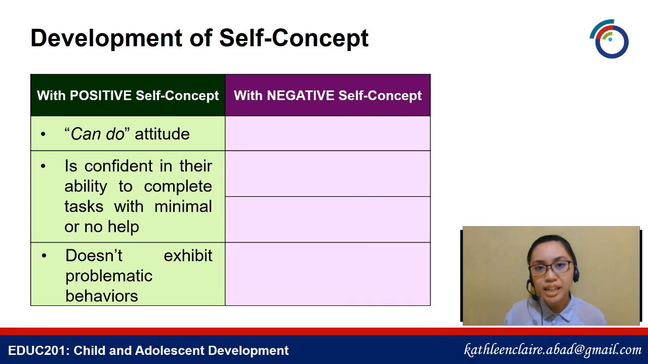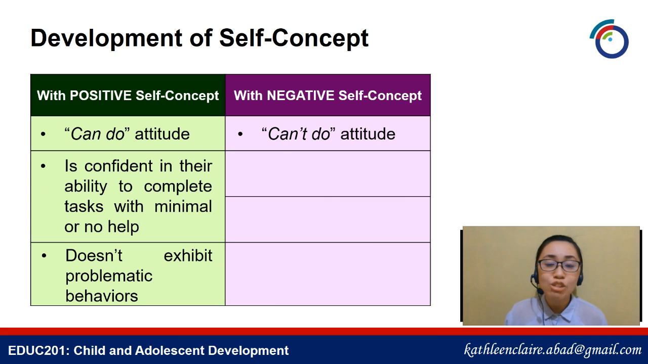So now we move on to negative self-concept. Ito ay opposite lang naman ng person with positive self-concept. So basically, meron siyang can't-do attitude. Kumbaga, hindi mo pa nasisimulan, hindi mo pa naman nasusubukan, iniisip mo na agad, ay, hindi ko kaya. Okay? So, kumbaga parang negative na agad yung mindset niya.